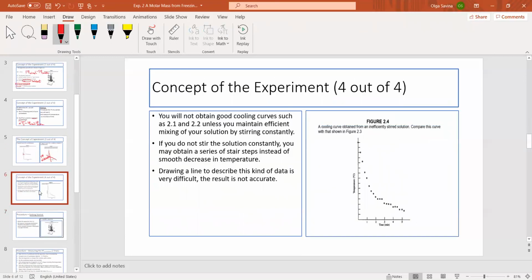It is important to stir our solution properly. Otherwise, we will get the following curve. We will get a series of stair steps instead of a smooth decrease in temperature. So in this case, the experiment should be repeated.